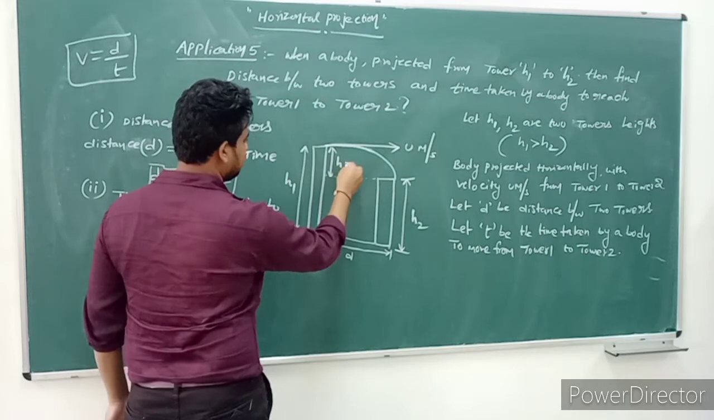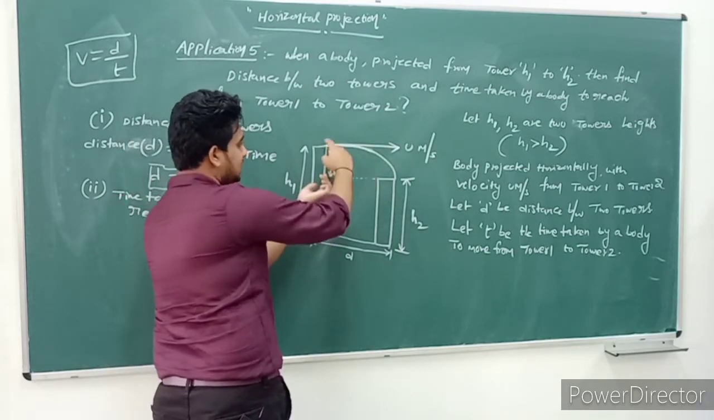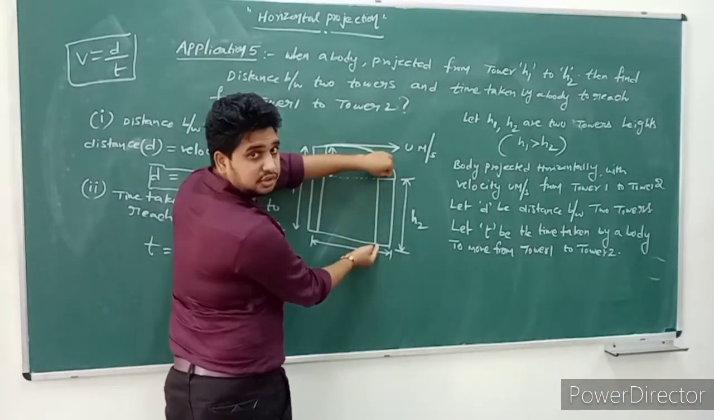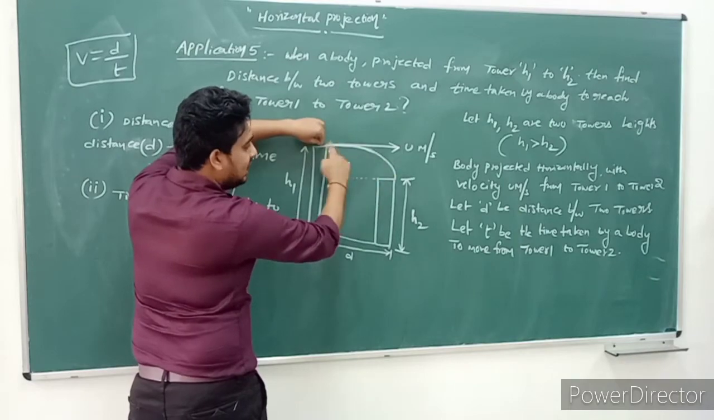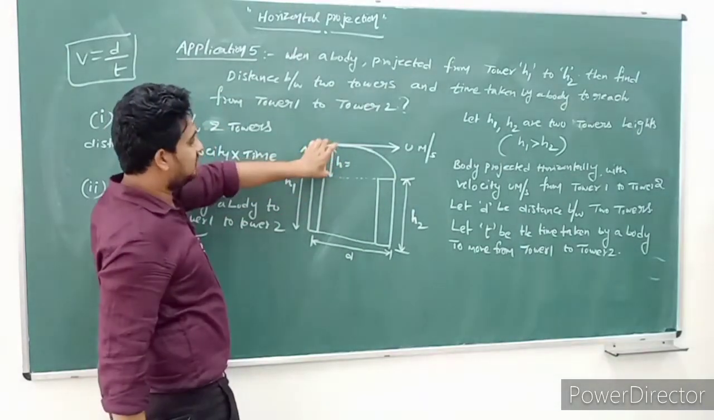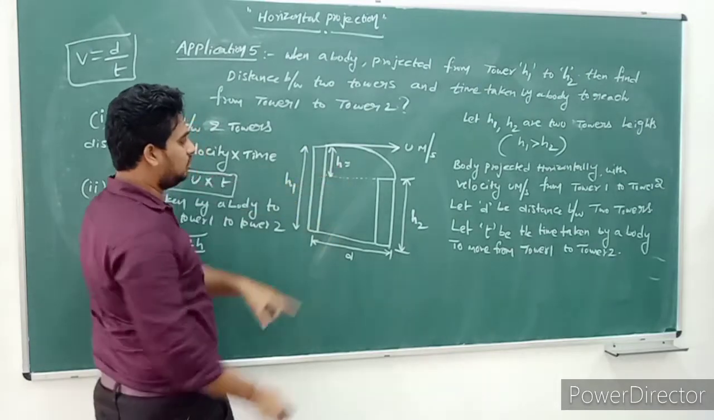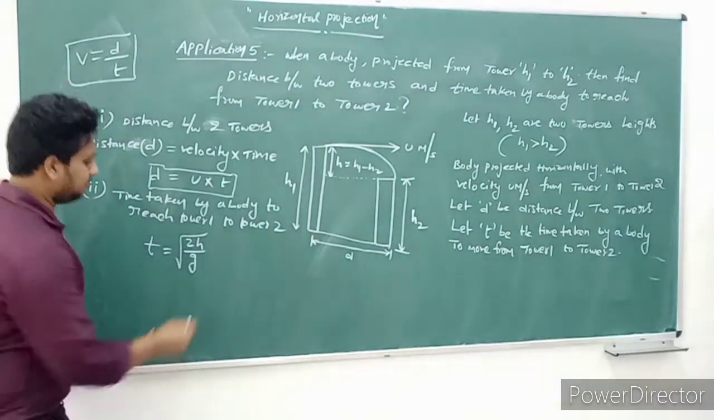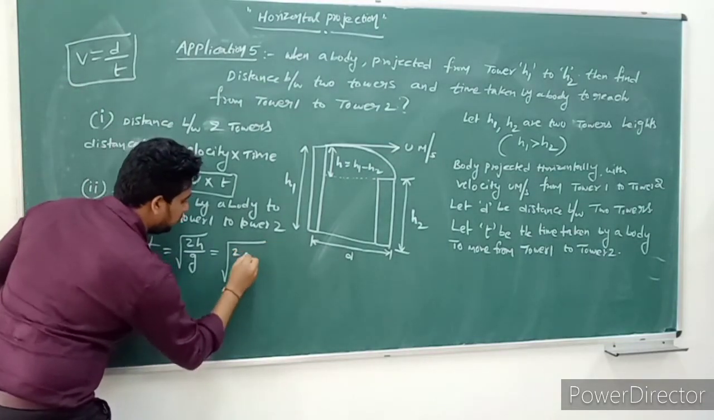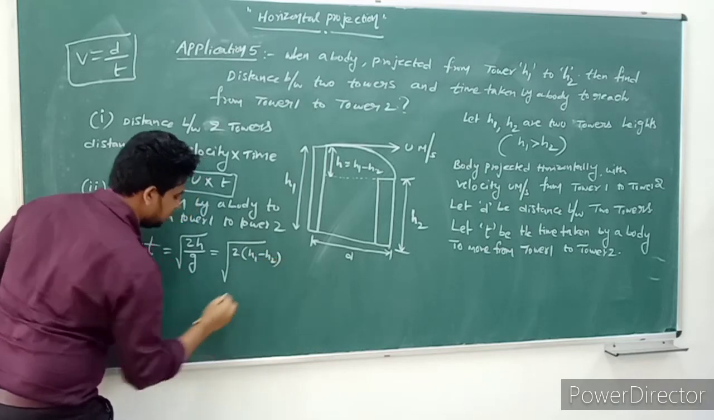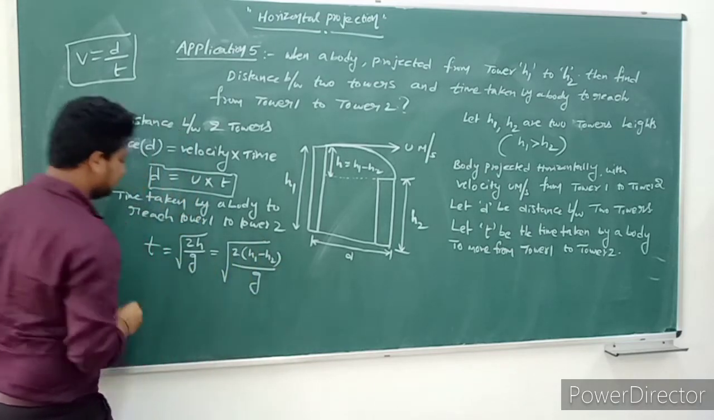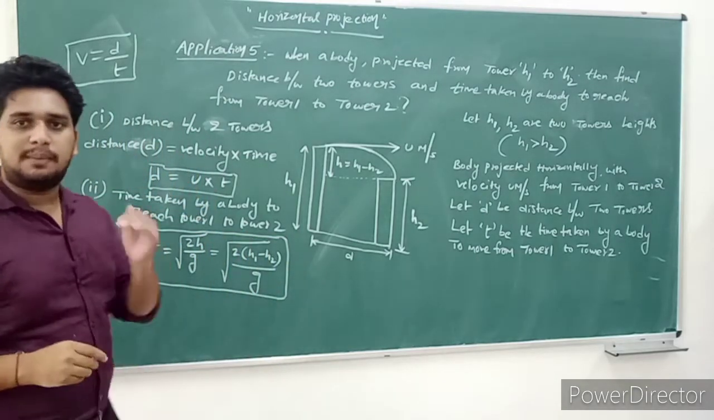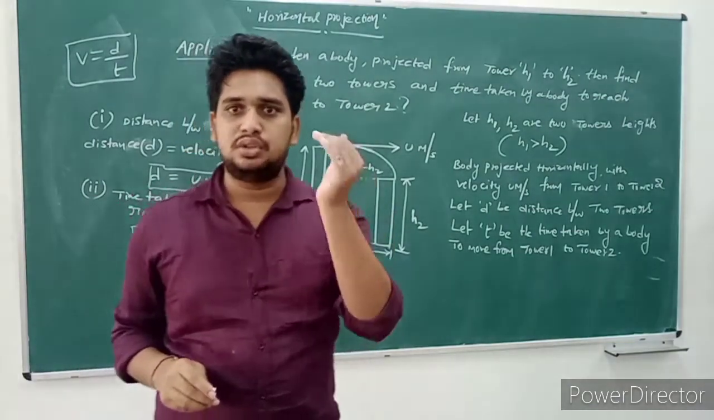This height is h here, because the body travels this much height only. Observe carefully. This is the total tower height h1. This is the second tower height h2. The body covers distance h only. Is it or not? That's why h is equal to h1 minus h2. Substitute here: square root of 2 into h1 minus h2 by g. So this is the time taken by the body to reach from tower 1 to tower 2.